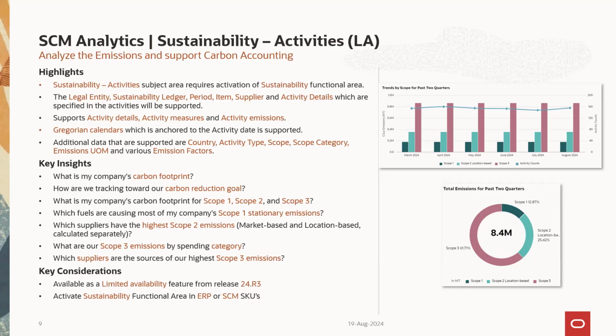Some of the key insights I wanted to highlight are: what is the company's carbon footprint? How are we tracking towards our carbon reduction goals? What is the trend of scope 1, scope 2, scope 3 emissions? What kinds of fuels cause most of my scope 1 emissions? Who is the supplier predominantly driving the scope 2 emission, whether it is market based or location based, or can we calculate it separately? All this is possible in the subject area. And what is our scope 3 emission by spending category? That is a critical insight as well. And as I just highlighted, this is available as a limited availability feature, and it needs the activation in either the ERP or the SCM SKUs.